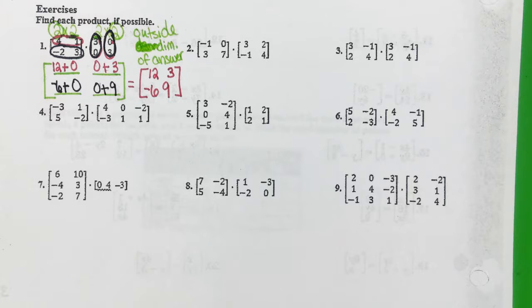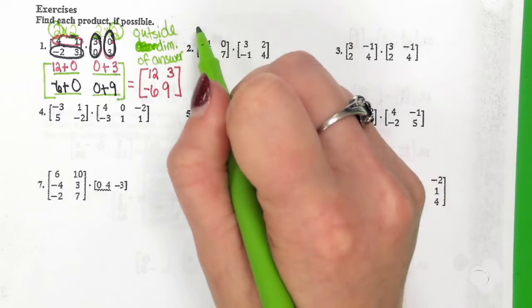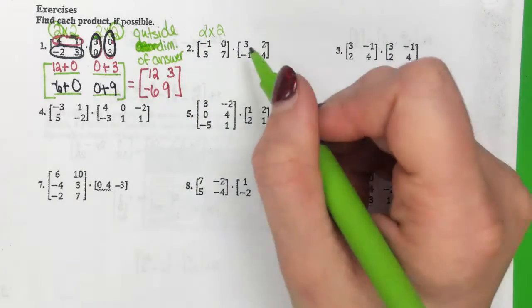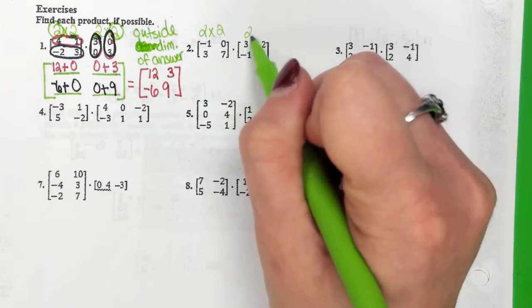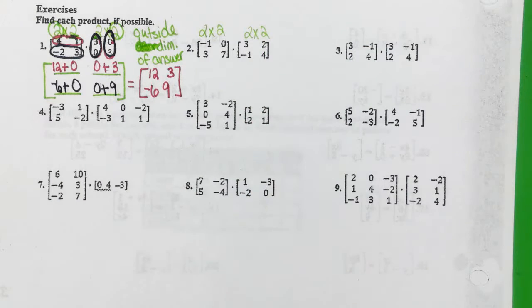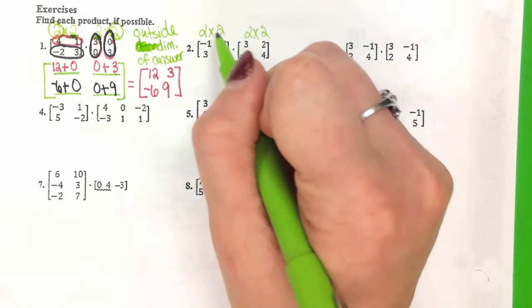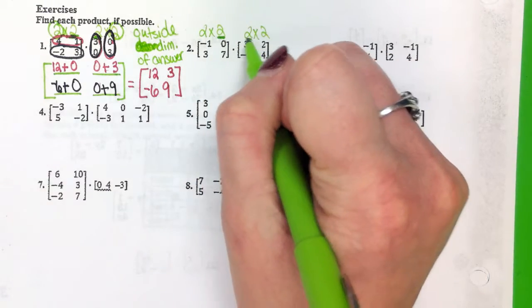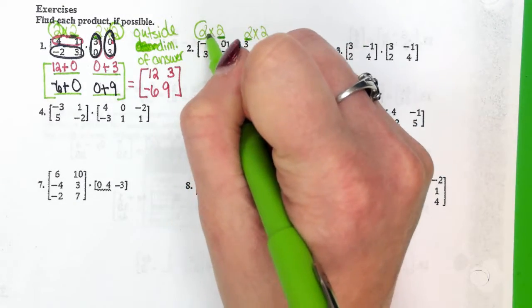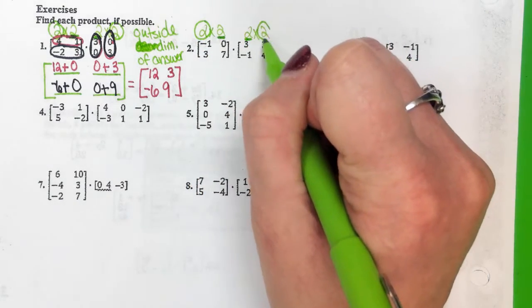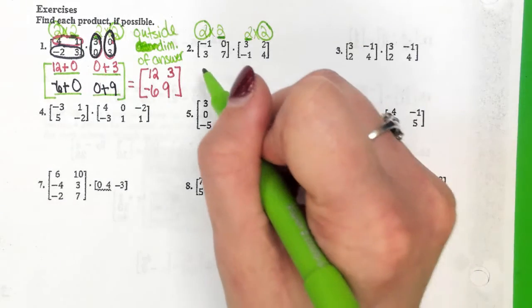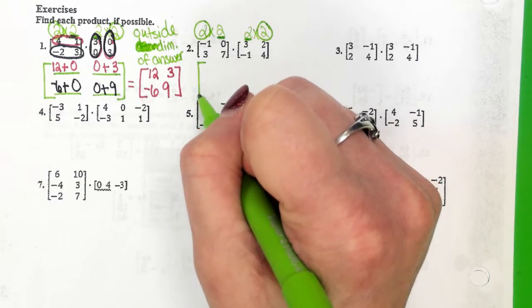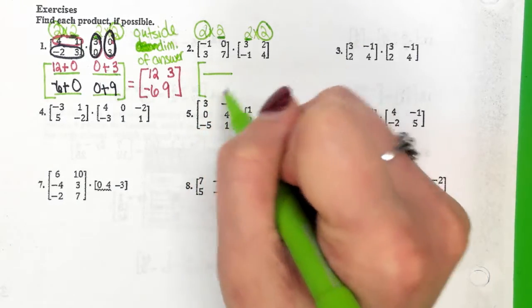Alright, let's do the next one. Number 2. What's the dimensions of the first one? 2 by 2. What's the dimensions of the second one? 2 by 2. And when I'm multiplying, what has to happen? Inside numbers have to be the same, are they? Yes. The outside numbers tell me what? The dimensions of your answer. There you go.